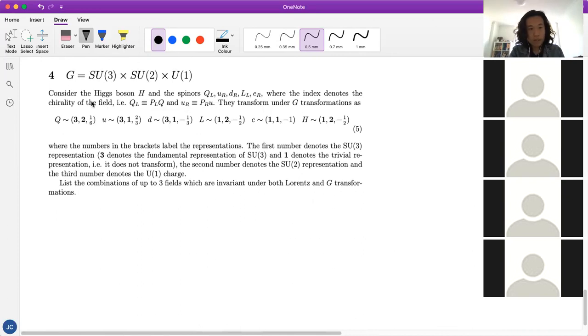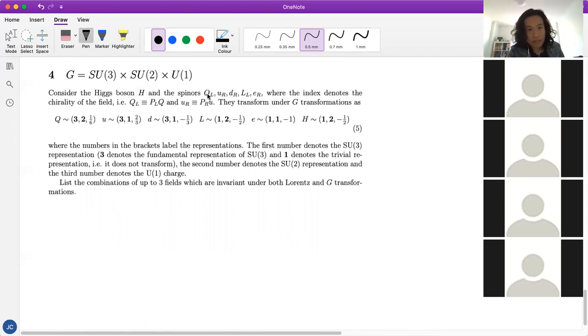Okay, so this one you have a very large gauge group. So this is the full standard model group. So you got all 3 symmetry groups, like you can think of them as multiplied together, but composed together. And then now you want to consider the Higgs boson H, and then these spinors.